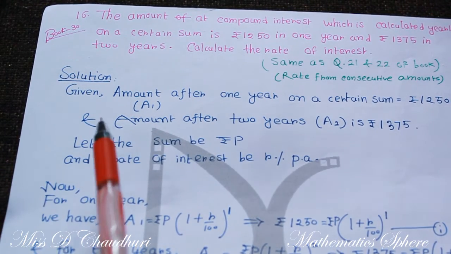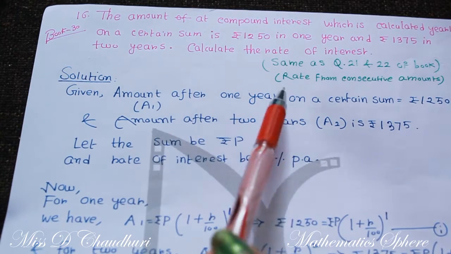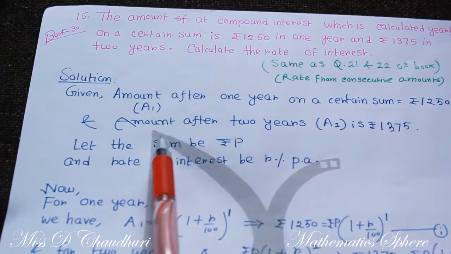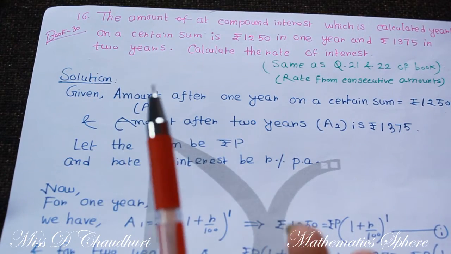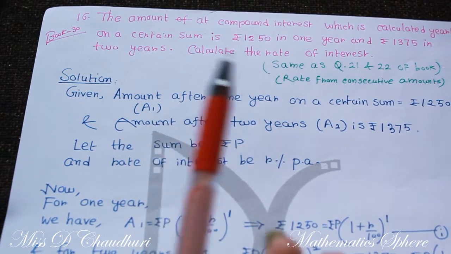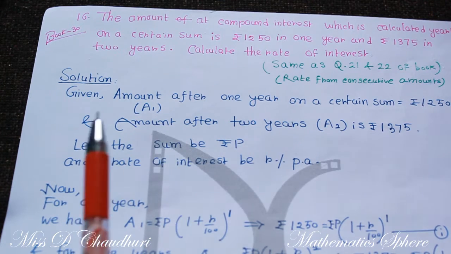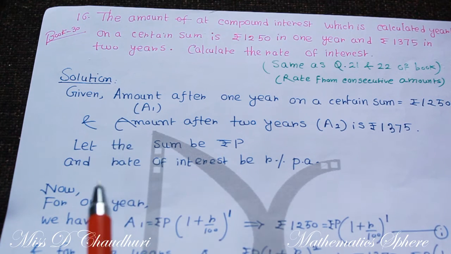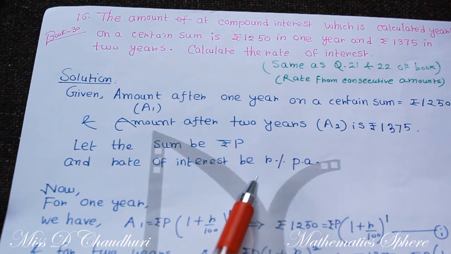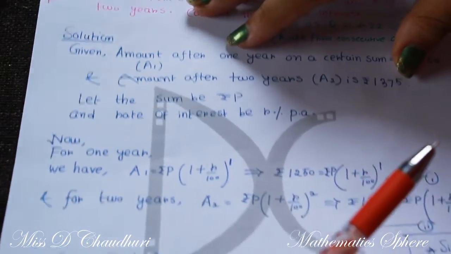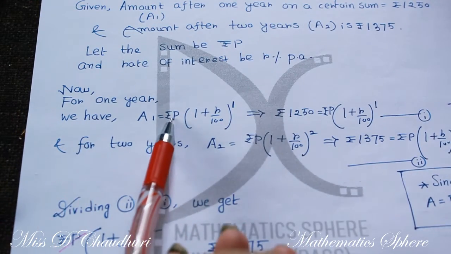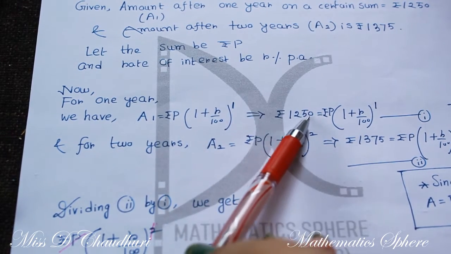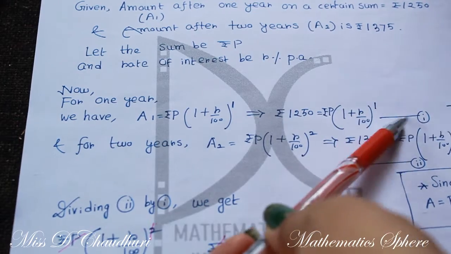Just see it. So we are taking A1 again like that. A1 is the amount after the first year, A2 is the amount after the second year, and we are considering the sum to be rupees P. This P will ultimately get cancelled. You have seen that when you divide equation 2 by 1, it will get cancelled, and you need not find it again because they have not asked for it. Now let R be the rate of interest, R% per annum. So for the first year we can write A1 equal to rupees P into 1 plus R by 100 whole to the power 1. That means 1250 equals P into 1 plus R by 100 whole to 1. This is the first equation.